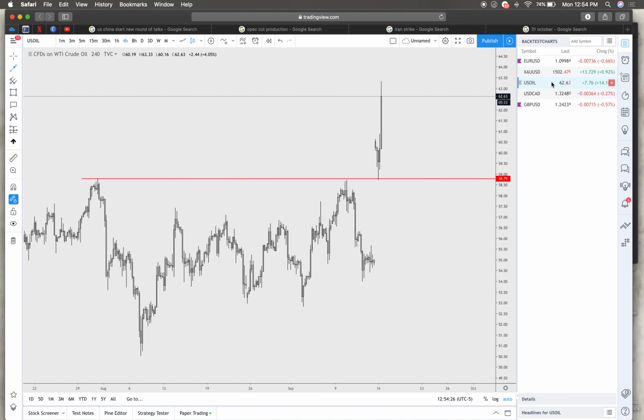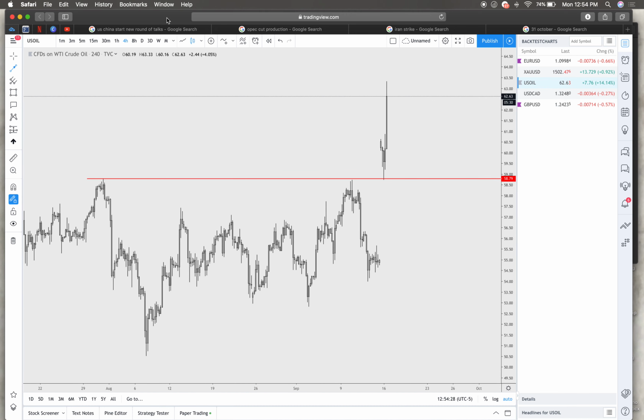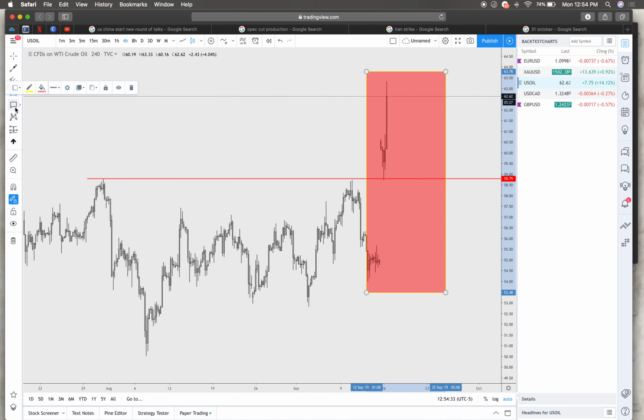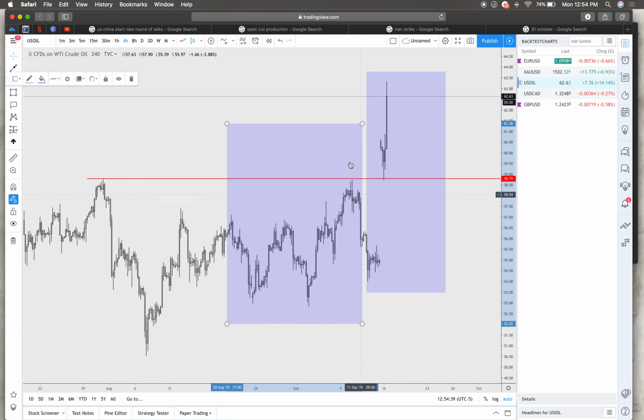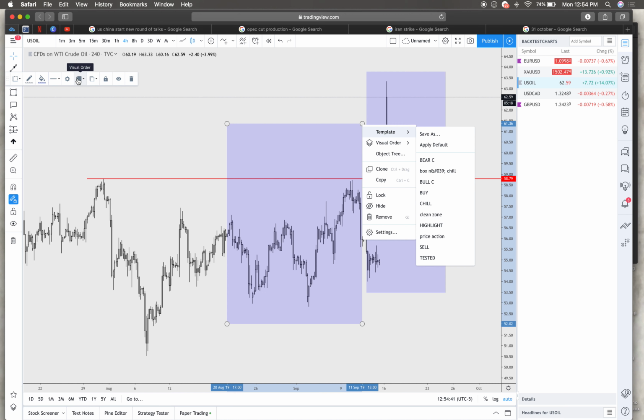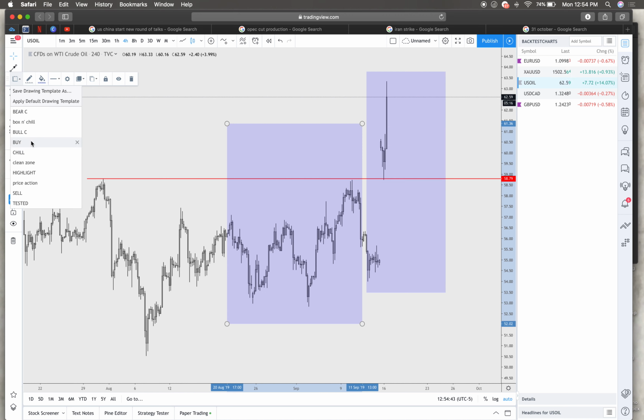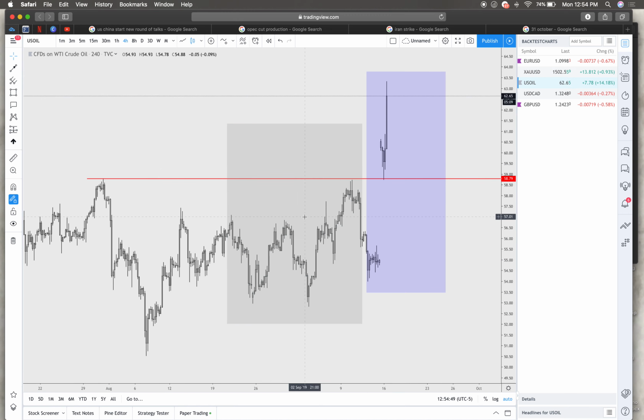All right, US oil. Now, US oil has been crazy. We're not even going to talk about this yet. We're going to talk about over here. So for now, we're going to talk about this side right here. So let's change colors. Let's change this to chill. Oopsie. Yeah, there we go.